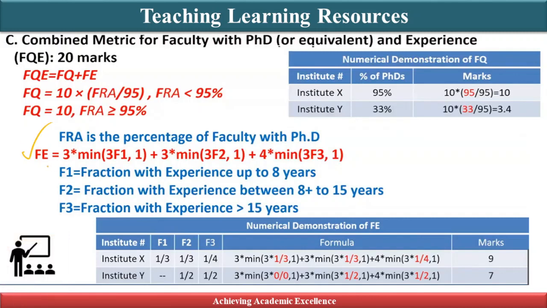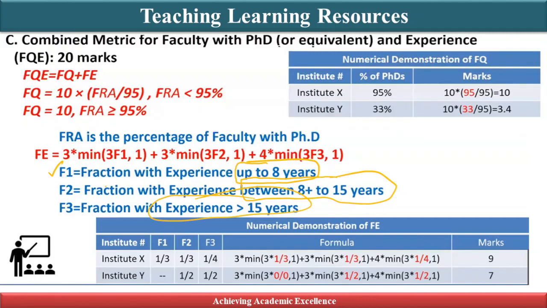There is something like faculty experience. This is the formula: 3 into min of 3F1 comma 1, plus 3 into min of 3F2 comma 1, plus 4 into min of 3F3 comma 1. It is simple and straightforward. What is F1? F1 is the fraction with experience up to 8 years. This is important. Up to 8 years is F1. F2 is between 8 years to 15 years. F3 is greater than 15 years.